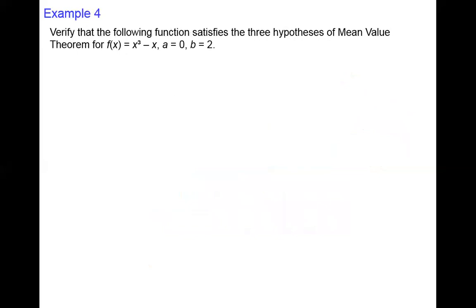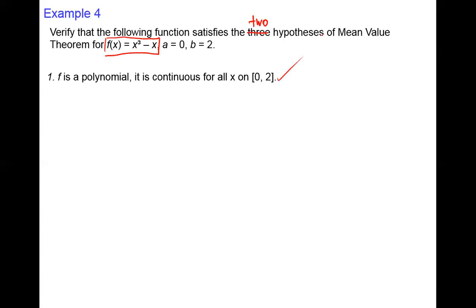Okay, this one is the typical. Verify that the following function satisfies the three hypotheses of the mean value theorem. Actually, it should be 2, because we only have continuity and differentiability from 0 to 2. It's a polynomial function, x cubed minus x, no problem. We do have continuity, each number is in the domain, no discontinuity, and the function is definitely a smooth function. That's actually what we have to do. We can still try to find the number C.